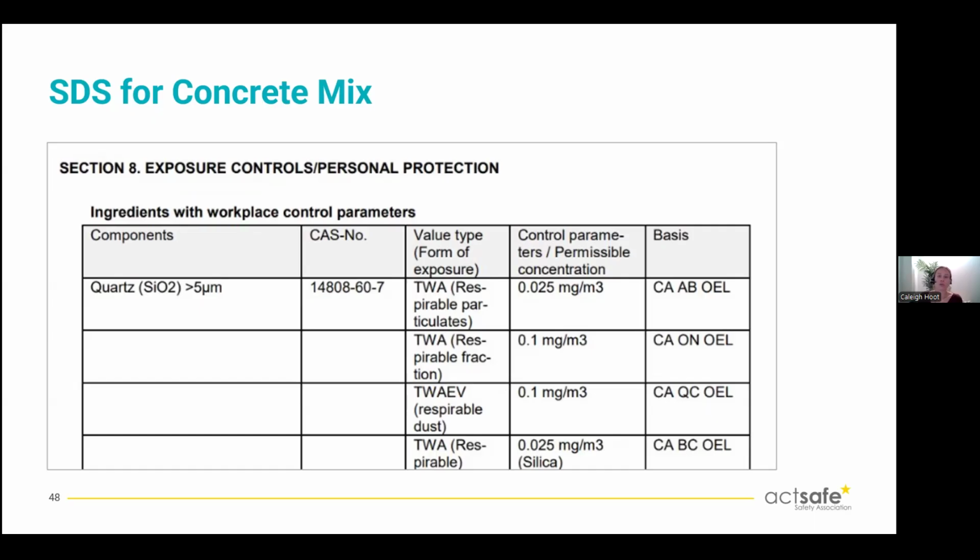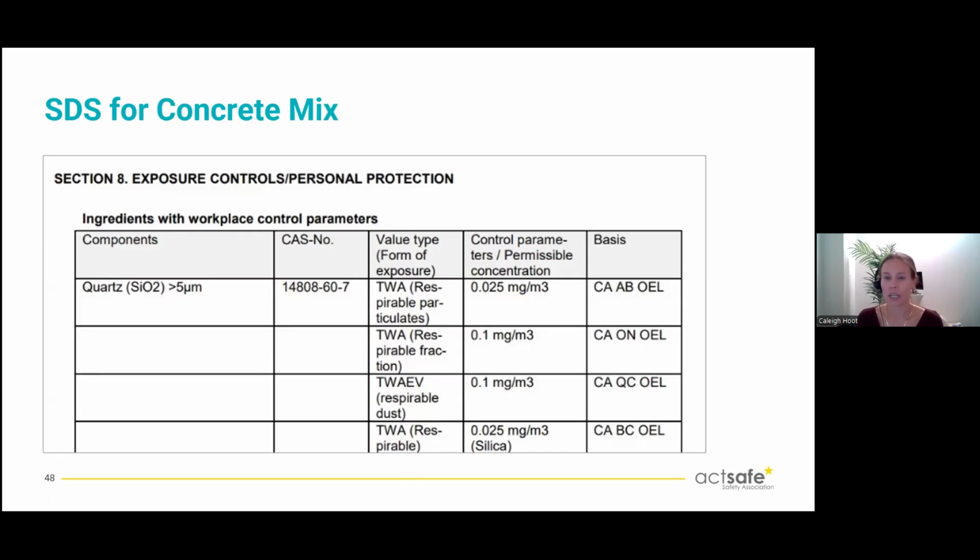So we will go to our value type. Our third row in is our form of exposure, and this is how the exposure is measured. In this case, we have your TWA, or your time weighted average. This is your average exposure allowed over an 8-hour standard workday. For our industry, this can also be calculated over a 12-hour workday.